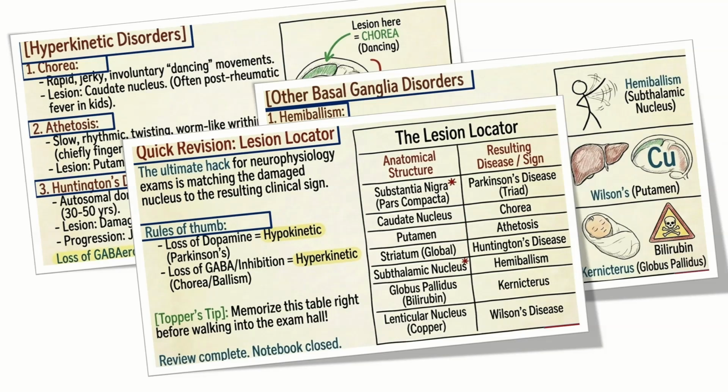Remember, always use underlined headings, flowcharts, neat diagrams, comparison tables, and bullet points. This not only improves readability, but also helps the examiner award marks quickly. Would you rather read 5 pages of plain text or one beautifully organized answer? The examiner thinks exactly the same way.